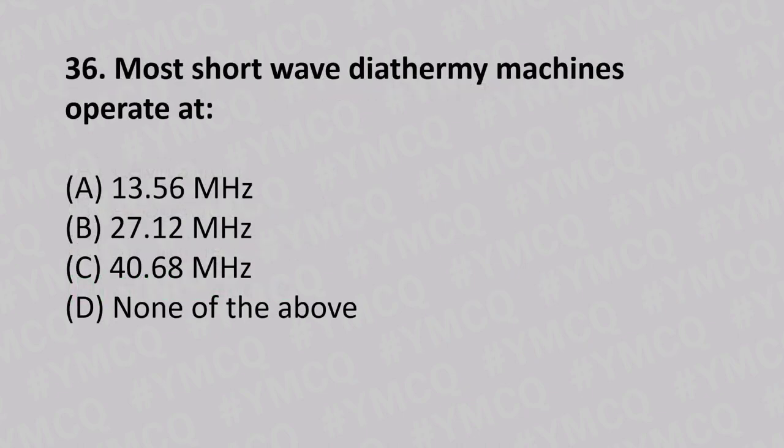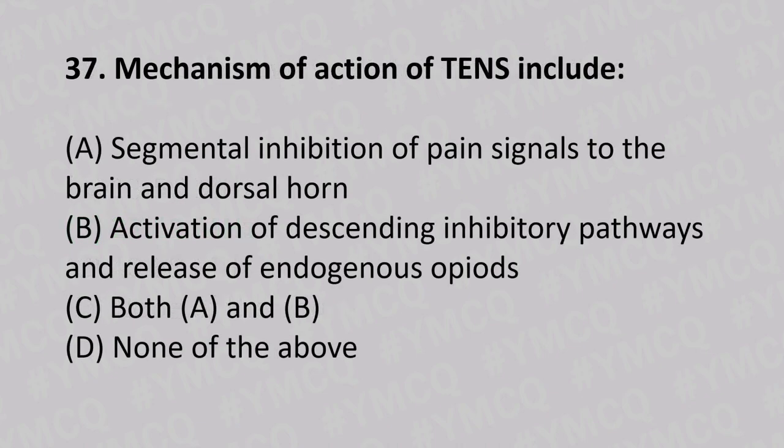Most shortwave diathermy machines operate at option A, 13.56 MHz. Option B, 27.12 MHz. Option C, 40.68 MHz. Option D, none of the above. And the answer is option B, 27.12 MHz. Moving to our 37th question.